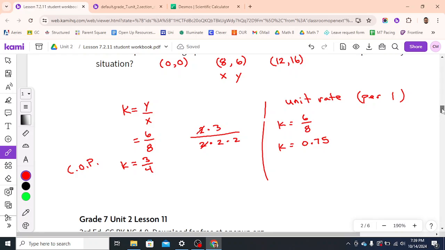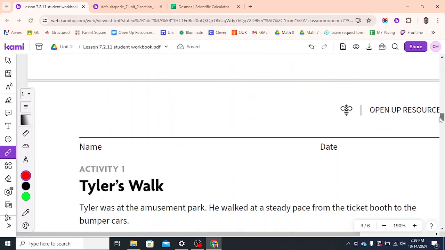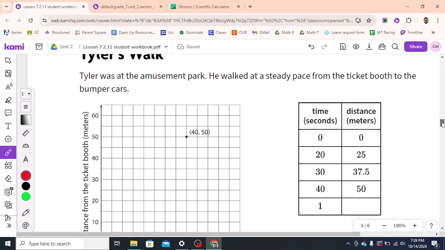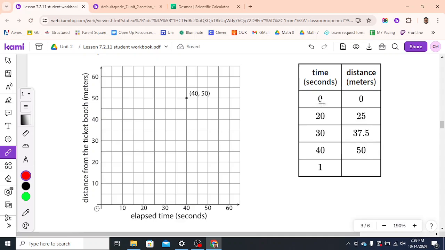Let's continue on. We talked about our information with plotting points, figure things out. So let's go ahead and discuss Tyler's walk. It says Tyler was at the amusement park. He walked at a steady pace from the ticket booth to the bumper cars. Let's go ahead and see here. You know what? They've got a nice data table set up for us. Let's say this is X, this is Y. Notice how they're using different information, time and distance. X and Y, good for right now, but I think when we write our equation, we're going to be using time and distance.